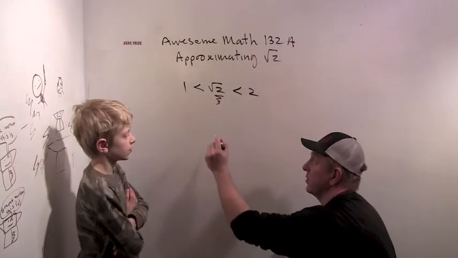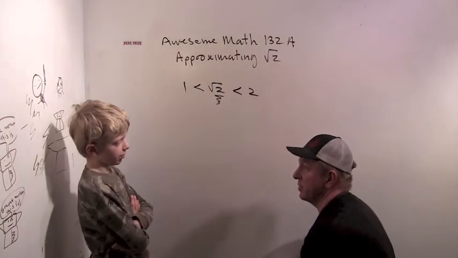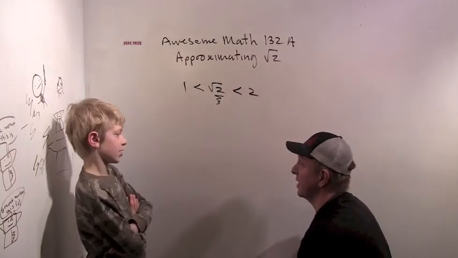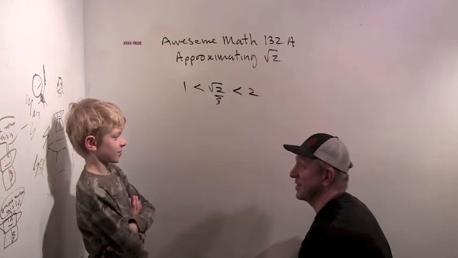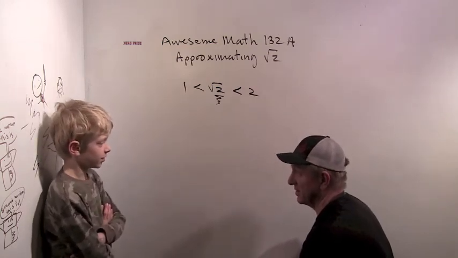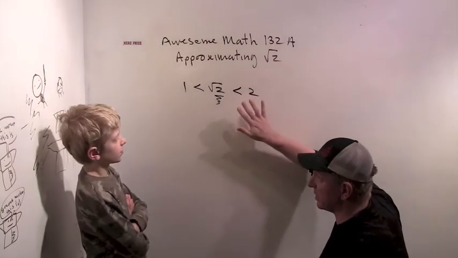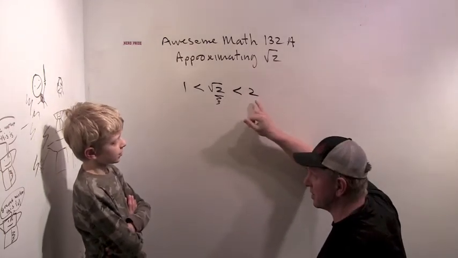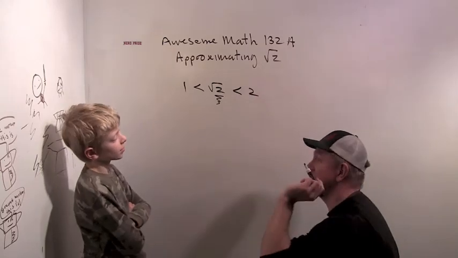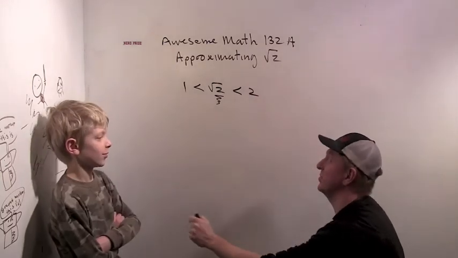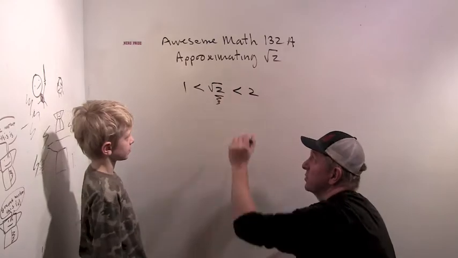Sometimes it is true, by the way, that when you square numbers, you get the same number. I can think of 2 numbers: 1 and 0. 1 squared is 1, and 0 squared is 0. So sometimes the numbers are equal, so you do have to be careful about that too. But we know 2 squared is 4, which is bigger than 2. So we squeezed the square root of 2 in between 1 and 2.